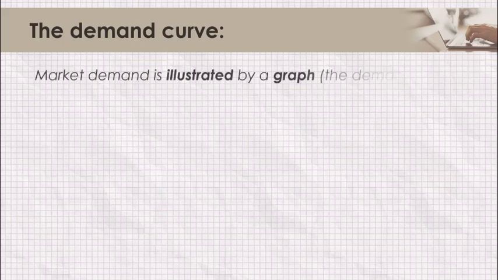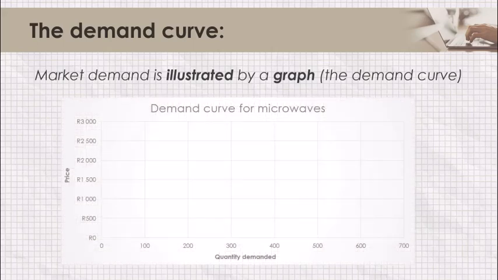So a graph is called the demand curve. Now, some characteristics about this graph is that you always have your title. So your graph must have a title. Keep it simple, just say demand curve and then whatever the product is.